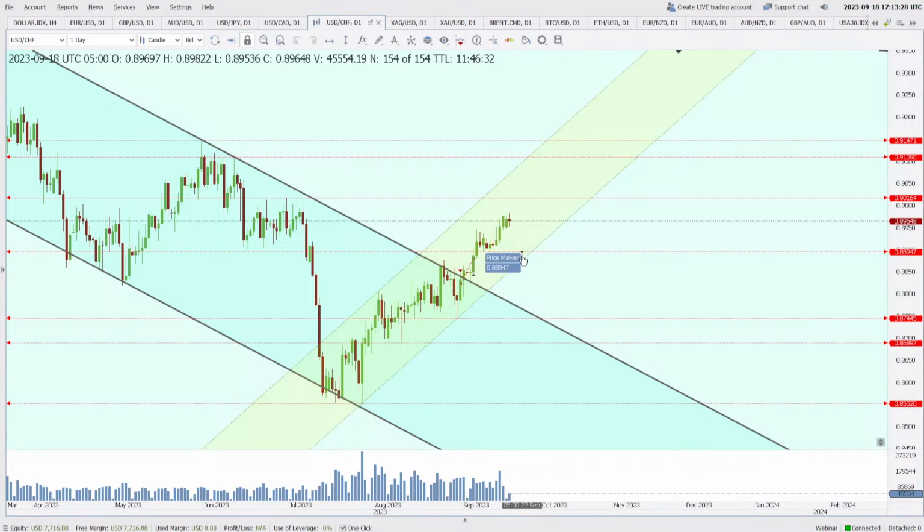So keep an eye on this high resistance and also on this rising channel support area once it breaks. For us, 0.8894 is the key support level, and the key level of resistance is 0.9016 in the US dollar against the Swiss franc.